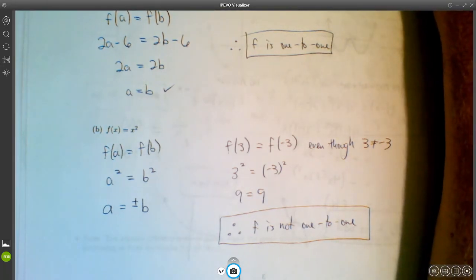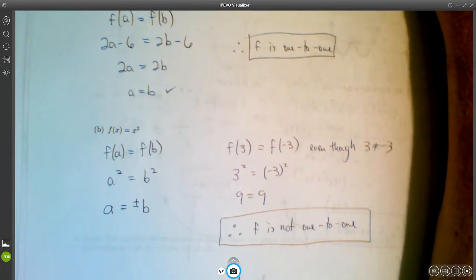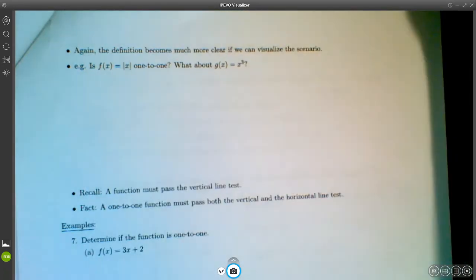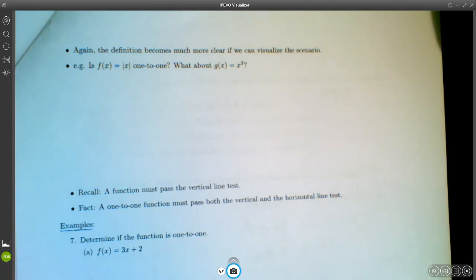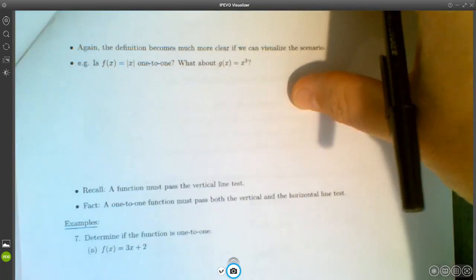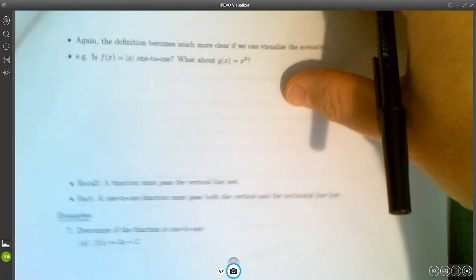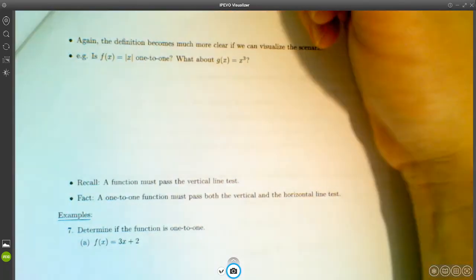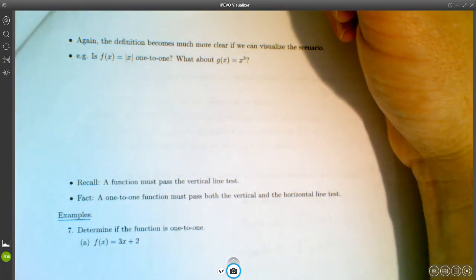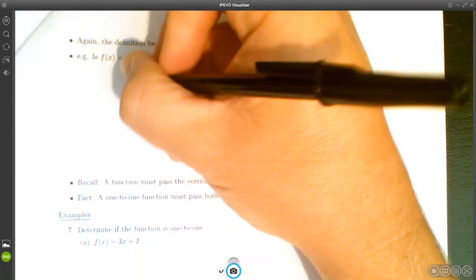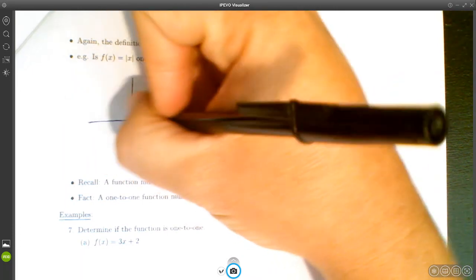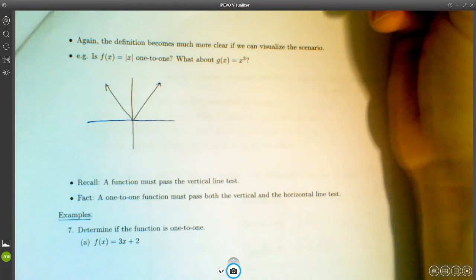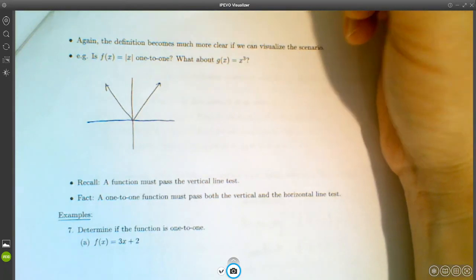Okay, so that's how you can tell if a function is 1 to 1 algebraically. Graphically, it's even easier to tell if a function is 1 to 1. And to show you how this looks graphically, let's just practice. Let's see, is f of x equal absolute value of x 1 to 1? Well, let's see. Here's what f of x looks like. Is it 1 to 1?